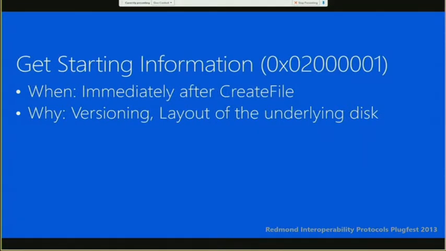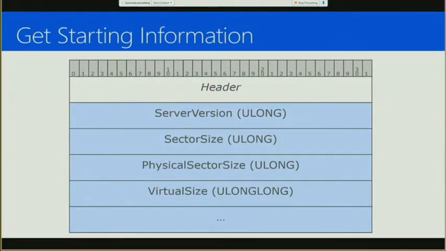So let's start with the get starting information. This is a tunnel FS control that's called immediately after create file. So the session is not considered initialized until this FS control is fully sent and responded to. And it's used for versioning, getting layout of the underlying virtual disk, things like that. So what this looks like is that header. So that same header from before with the operation code, the status code, request ID, and so on.